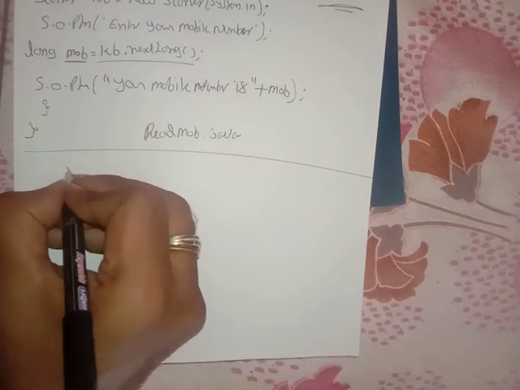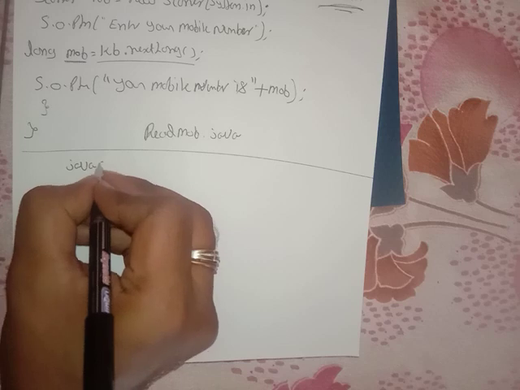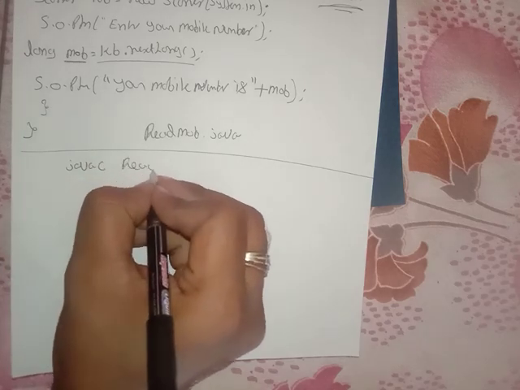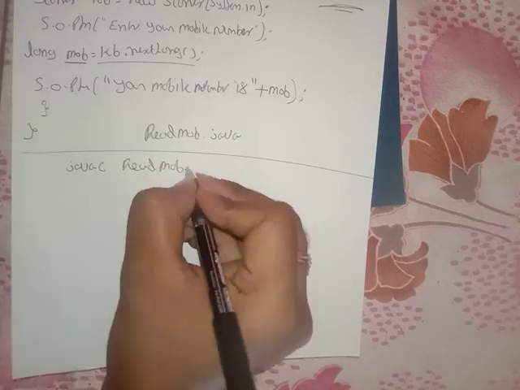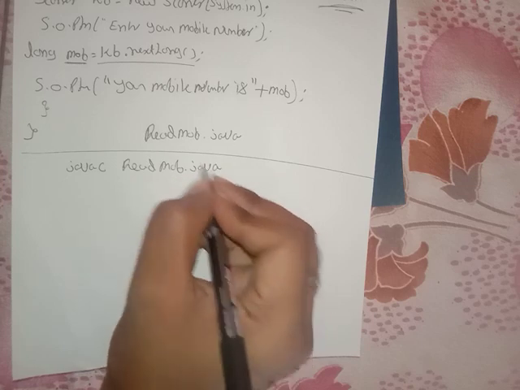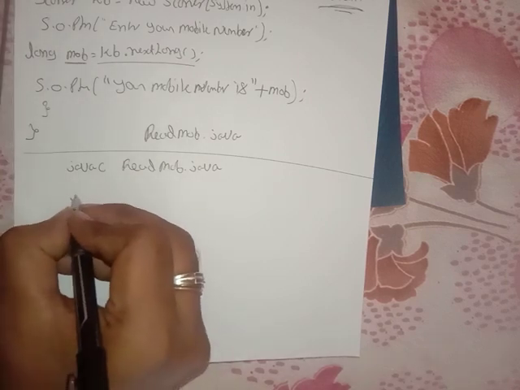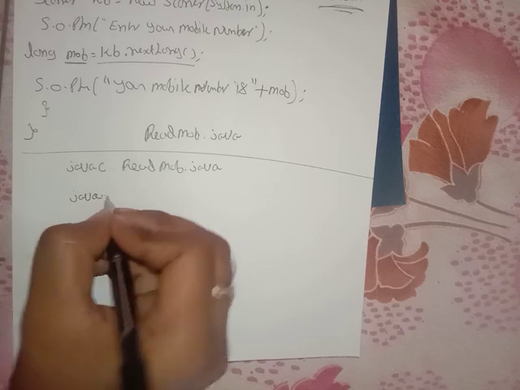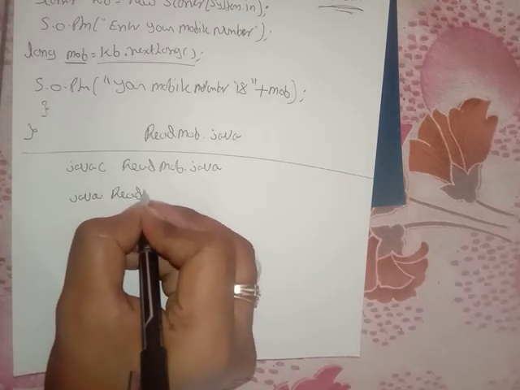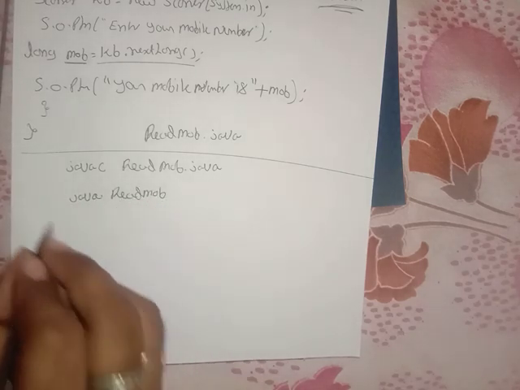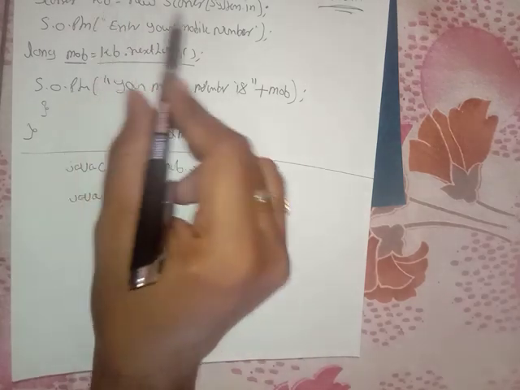Now I want to execute this. What is the first step? Compilation. javac readmob.java. If there is no compile time error, it gets compiled successfully. After that you want to execute. You have to use the command java, give the class name readmob. When I execute, it runs line by line.